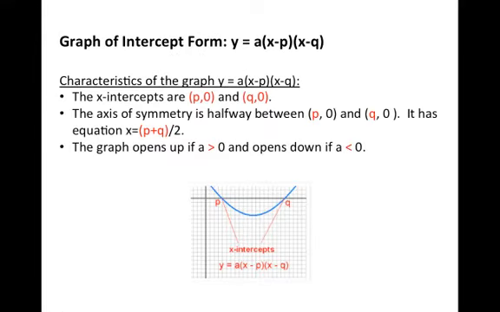Okay, characteristics of the graph y equals a times (x minus p) times (x minus q). Well, the x-intercepts are (p, 0) and (q, 0). The axis of symmetry is halfway between (p, 0) and (q, 0), so it has the equation x equals (p plus q) over 2. You take the average of p and q. Now, remember, this is also going to be the x-coordinate of your vertex. Do you remember from standard form how you can find the y-coordinate of a vertex if you know the x-coordinate? Right, you take the x-coordinate and you plug it into the function and you'll generate the y-coordinate. Again, the graph opens up if a is positive and opens down if a is negative.